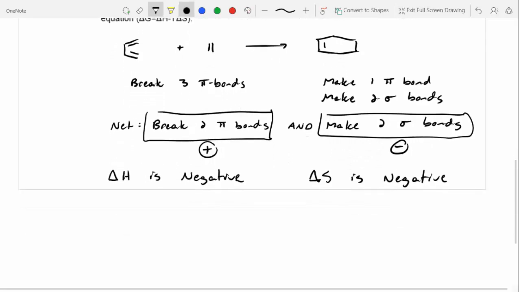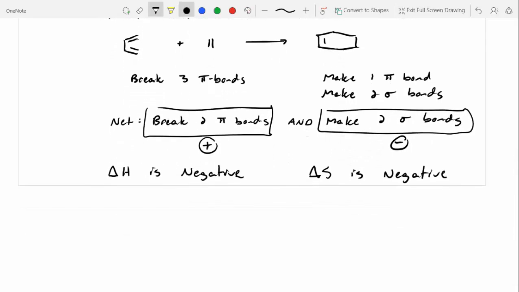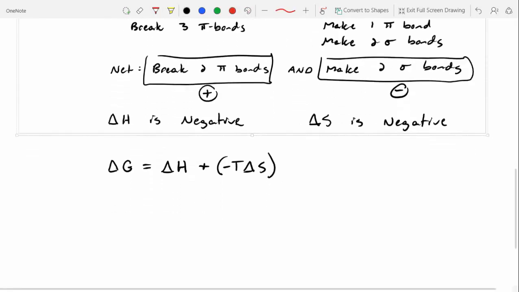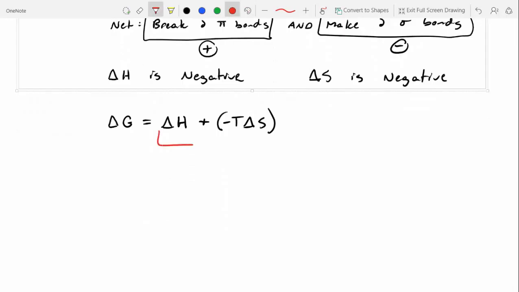All right, so now let's break this down into our Gibbs free energy equation, right? We know delta G equals delta H plus negative T delta S. So if we look at the Diels-Alder reaction, we know that delta H is going to be negative. What about this negative T delta S term? Yeah, the two negatives will cancel out. This will become positive. So if we think about this, we've got a negative plus a positive. That means that temperature plays a really big role.